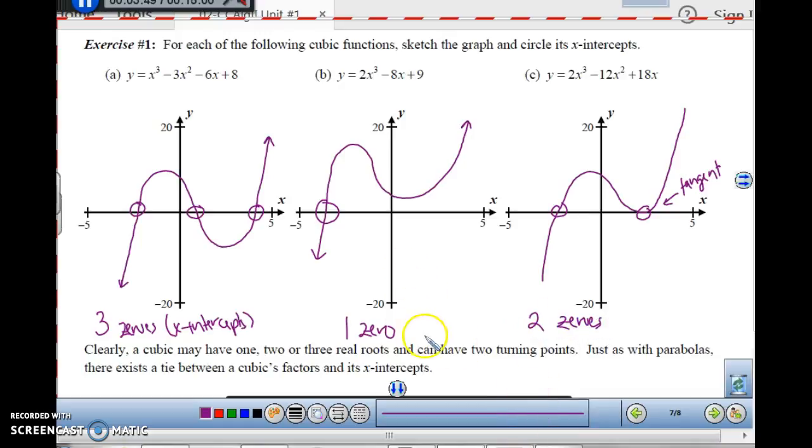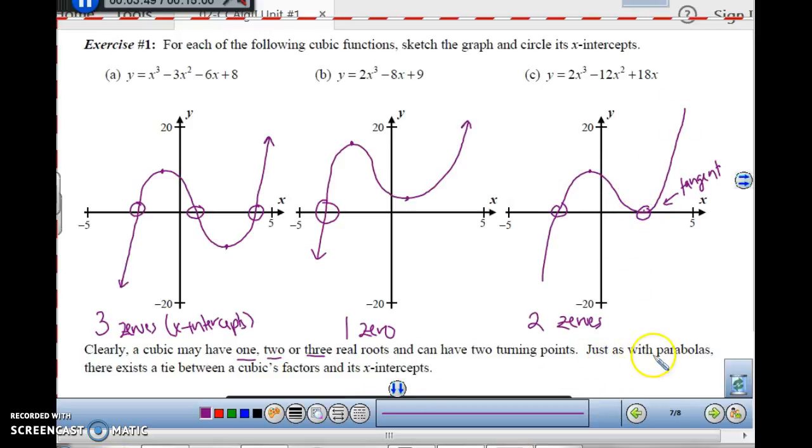So a cubic function can have 1, 2, or 3 real roots and can have how many turning points? Well, let's see. This one turns here and it turns here. It goes from increasing to decreasing and then from decreasing to increasing. This one also has 2 turning points. It goes up and then it comes down and turns and goes back up. This one goes up, comes down, and turns and goes back up.